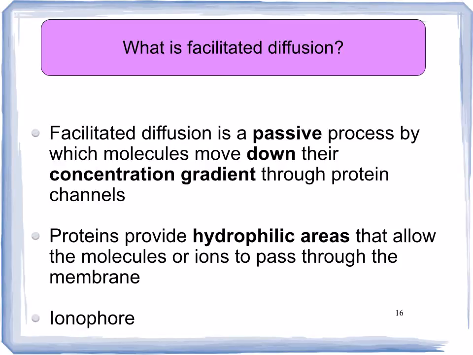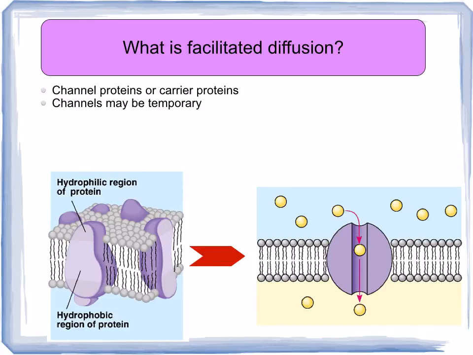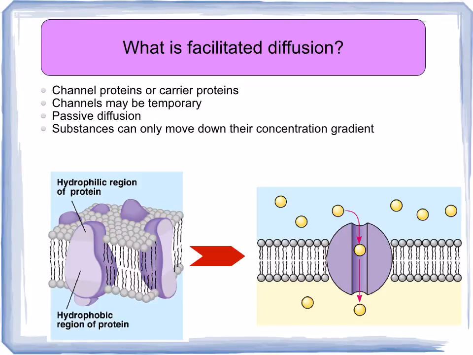And then there's this word ionophore. So proteins that transport ions, hence ion, through the membrane are known as ionophores. So let's have a look at the different points of facilitated diffusion. This requires channel proteins or carrier proteins, and the channels may be temporary, and we say that the ions or polar substances move by passive diffusion, since no energy is used. Substances can only move down their concentration gradient, and diffusion stops when an equilibrium is reached.